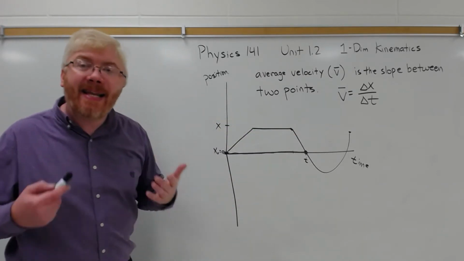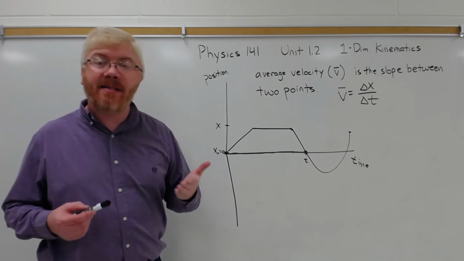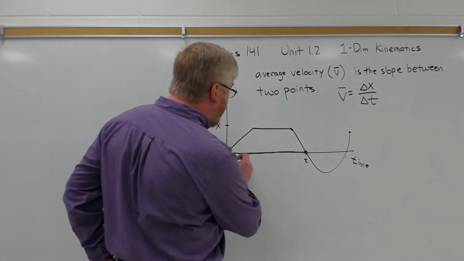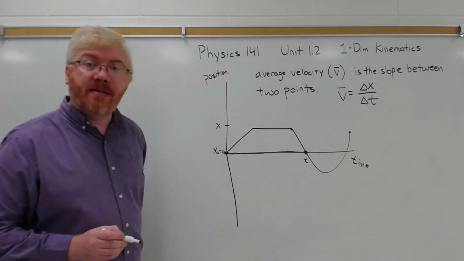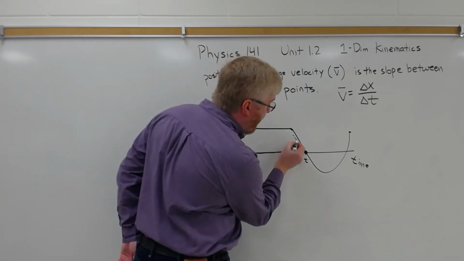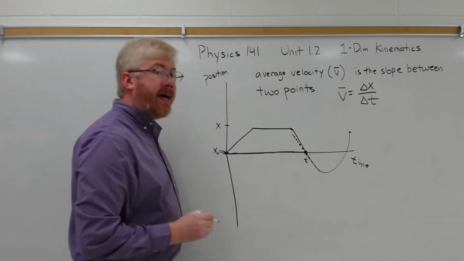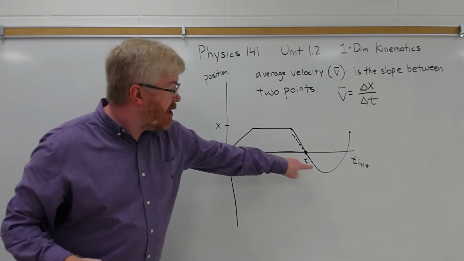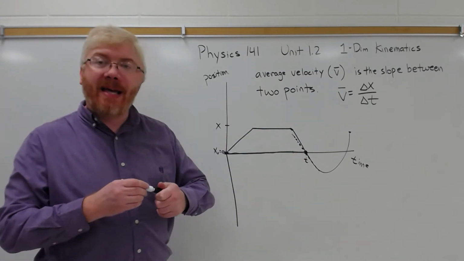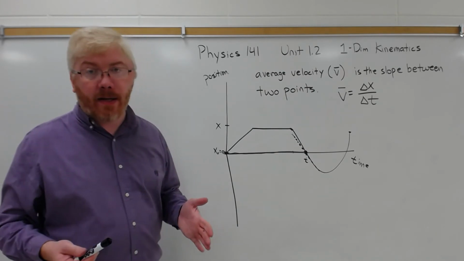Now, instantaneous velocity, or just velocity, is the slope of the line at some point. So while the average velocity between those 2 points is 0, I want to know what is the velocity at this point. Well, I have to draw a tangent line to that and then figure out what the slope is of the line at that point. That will give me the instantaneous velocity, or velocity.